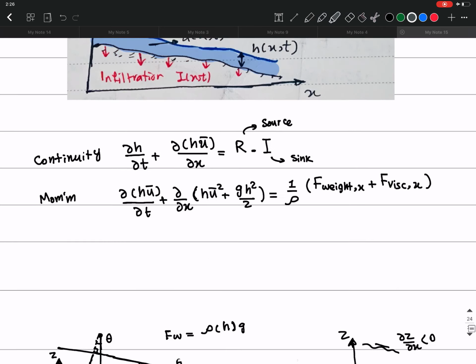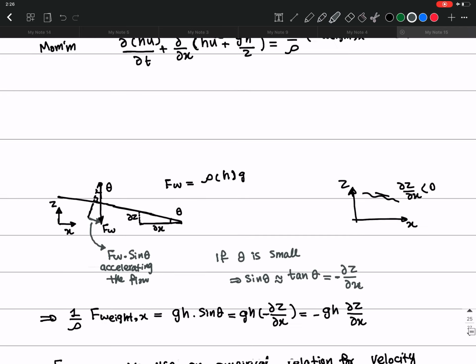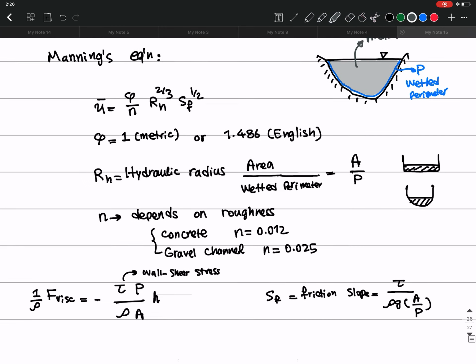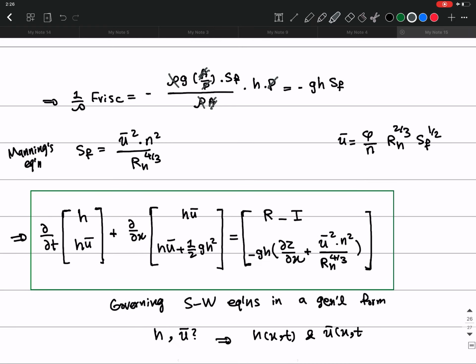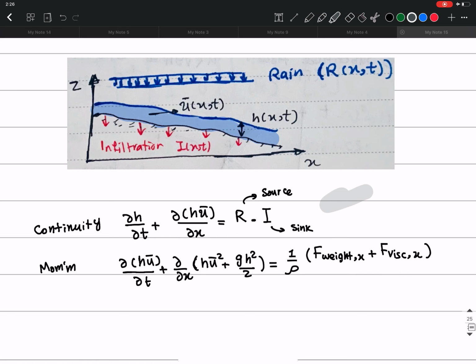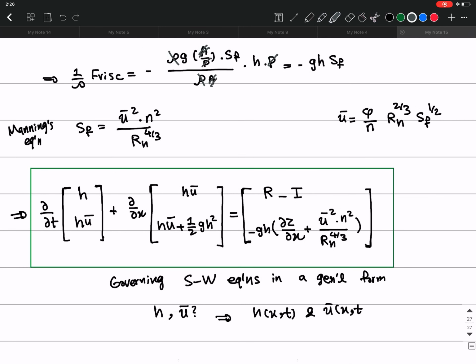And then we talked about the surface overland flow, a general formula for solving these shallow water equations. What we added was two forces. One was the gravitational force and one was the viscous force. We added both of these forces as well as sink and source terms in the continuity equation due to rain and infiltration. So we got this general formula, which is actually the governing shallow water equations in a general form that is used to solve this equation numerically in many software.